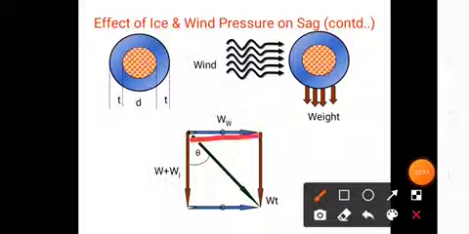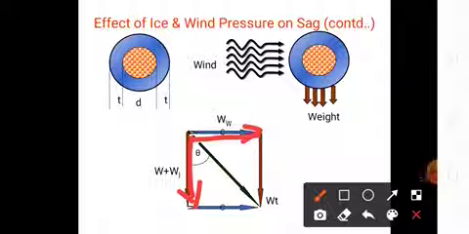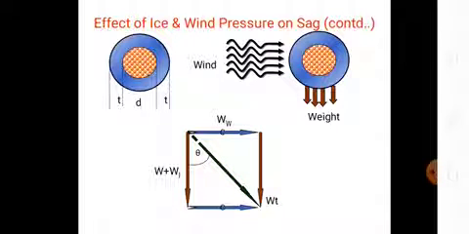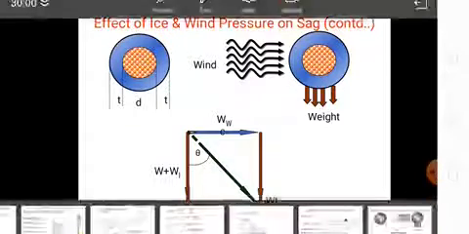Here the horizontal component is the wind force, and here it is the total weight, that is the weight of the conductor plus the weight of the ice. Here is also the total weight of the conductor, here it is the weight of the conductor. The total is the vector sum of the horizontal and vertical components.